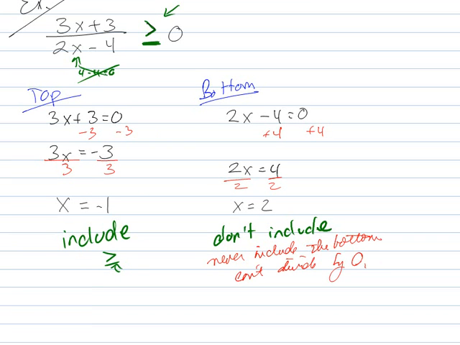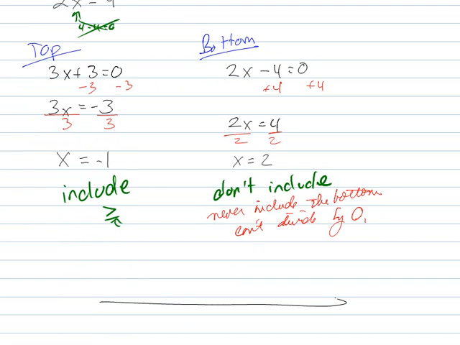Okay. So when I graph this on my number line, I've got a point, label my 0. I've got a point at 2 and at -1. I said I'm going to include the -1, but I'm going to exclude the 2. I'm going to not include the 2.